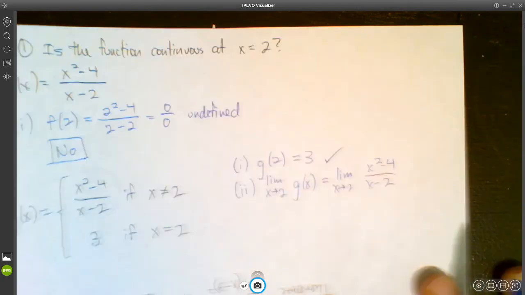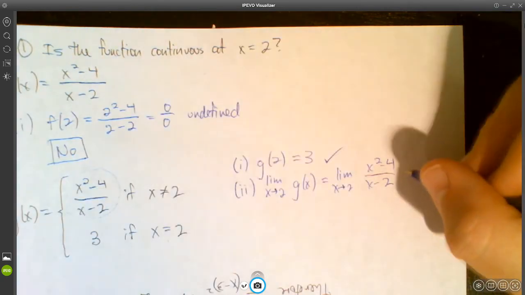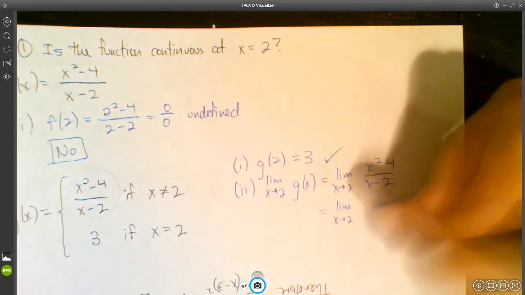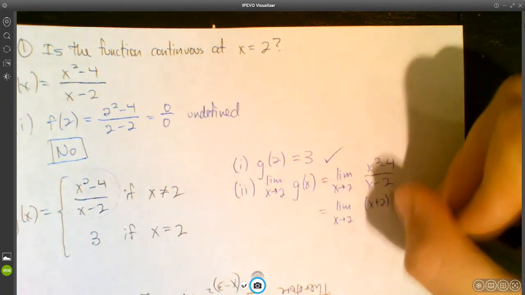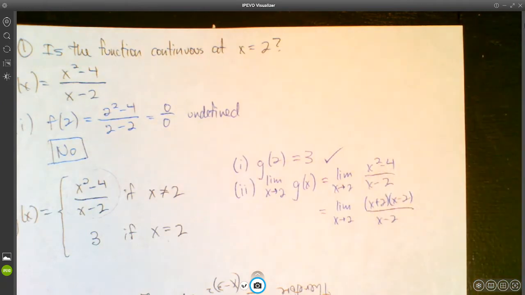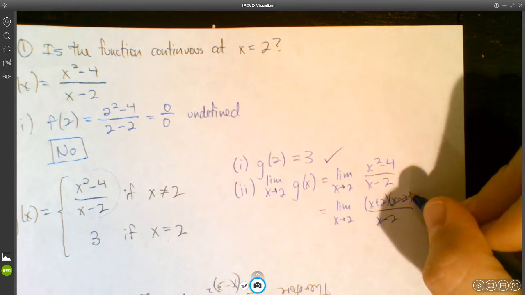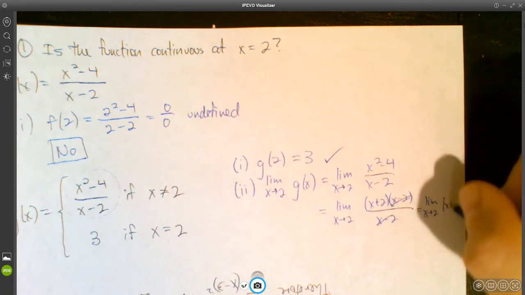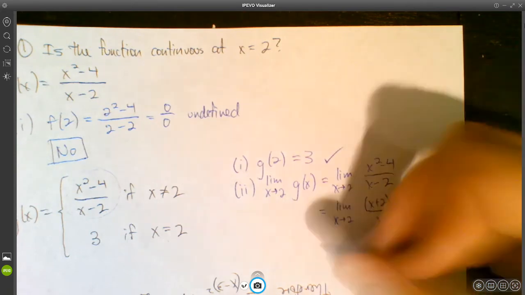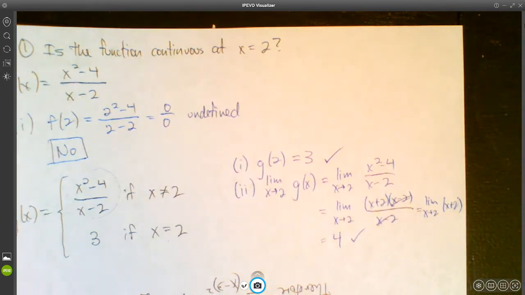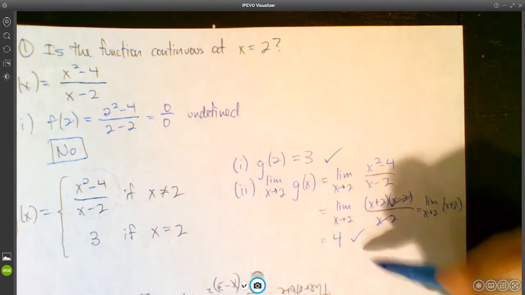But what that tells us is that we can factor, right? So this equals the limit as x approaches 2 of x plus 2 times x minus 2 over x minus 2. And the x minus 2's cancel. We get the limit as x approaches 2 of x plus 2, which is 4. Okay, so the limit exists. So the function value exists and the limit exists.